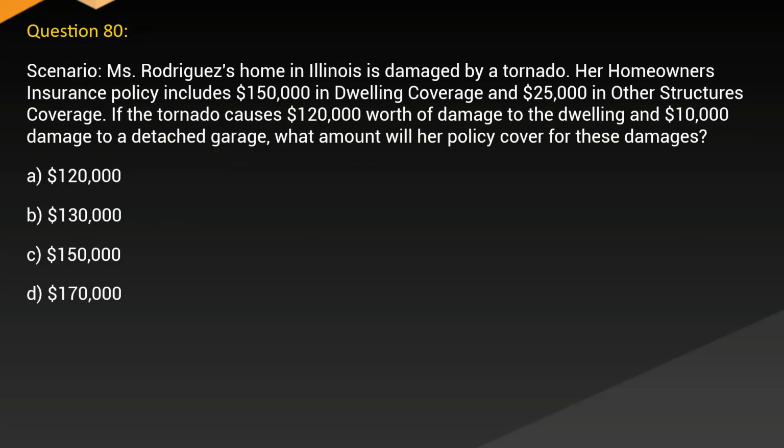Question 80. Scenario: Ms. Rodriguez's home in Illinois is damaged by a tornado. Her homeowner's insurance policy includes $150,000 in dwelling coverage and $25,000 in other structures coverage. If the tornado causes $120,000 worth of damage to the dwelling and $10,000 damage to a detached garage, what amount will her policy cover for these damages? A. $120,000. B. $130,000. C. $150,000. D. $170,000.